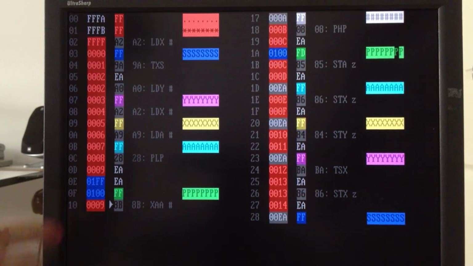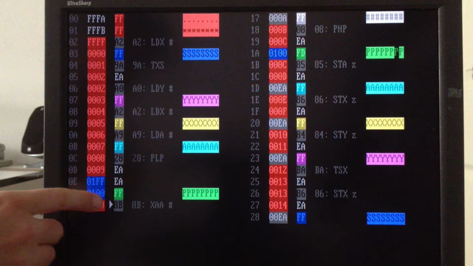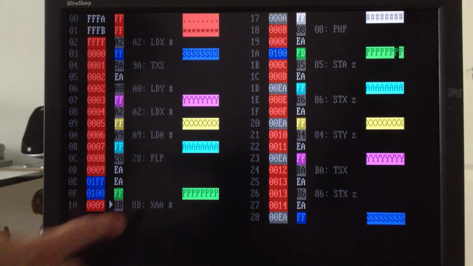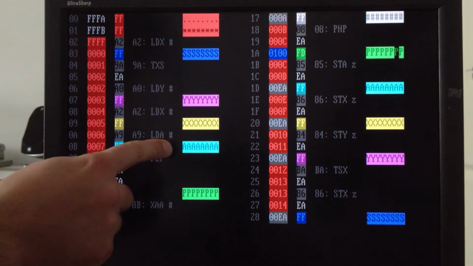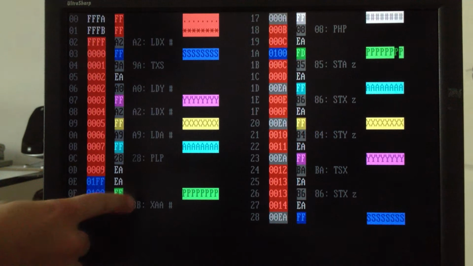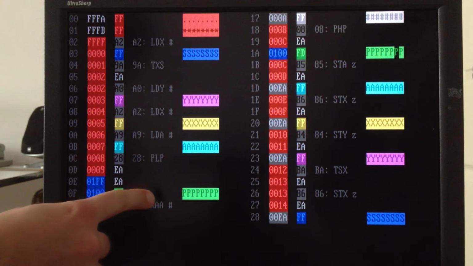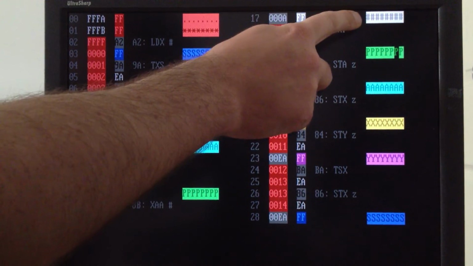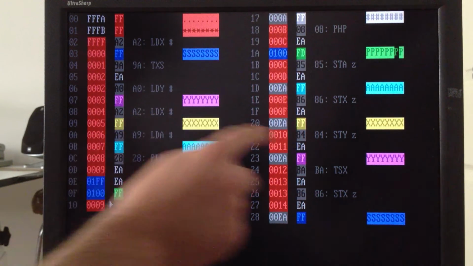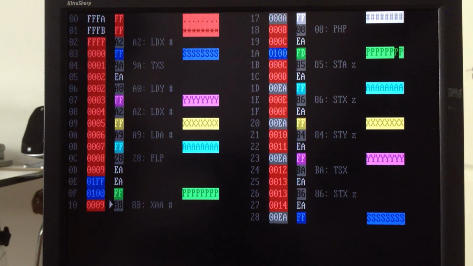So the first opcode we're going to be looking at here is 8B, which has a mnemonic of XAA. And the supposed operation is an AND between the accumulator. So the supposed operation of XAA immediate is to take the immediate value, AND it with the X register, and store it into the accumulator.